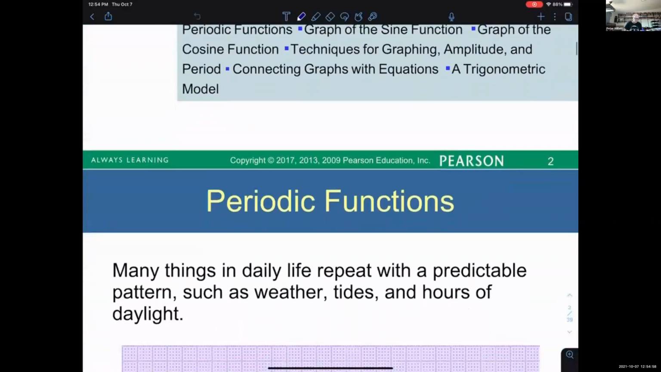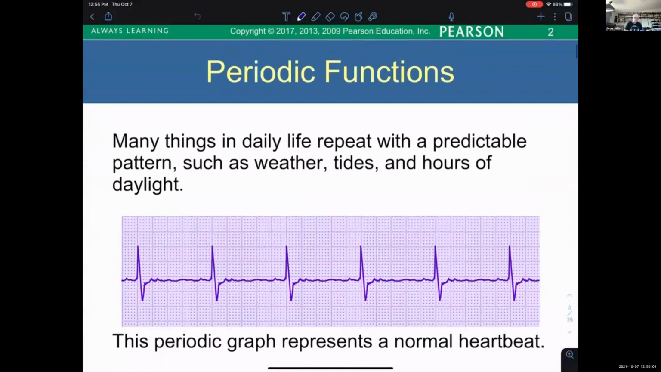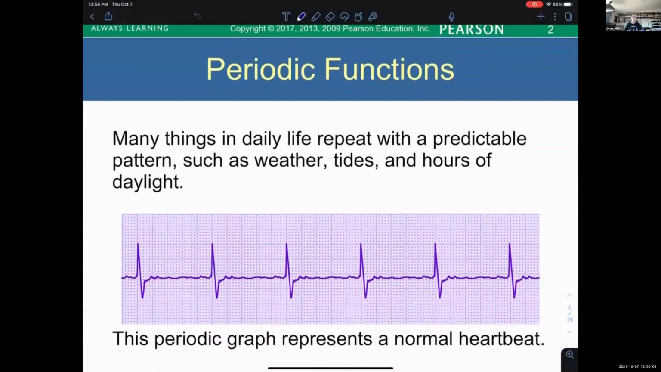And so we're going to begin with the idea of what it means to be a periodic function. It says many things in daily life repeat with a predictable pattern, such as weather, tides, hours of daylight, lots of examples. Imagine a pendulum that just keeps repeating and doing the same thing. Tides, imagine a wave, kind of repeating waves hitting the side of a boat or something like that. This periodic graph represents a normal heartbeat.